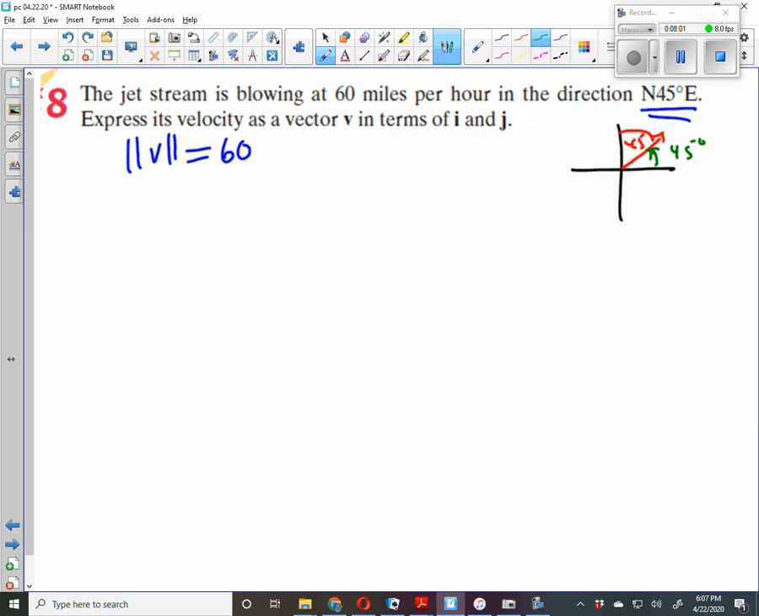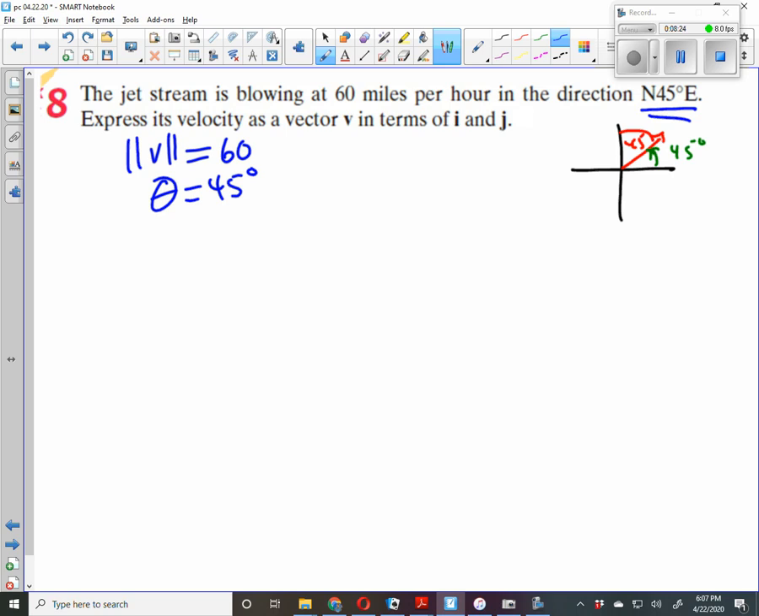Now, be careful. Turns out to be the same idea, same number, but a direction doesn't always necessarily mean the angle that we're having to work with. So theta is equal to 45 degrees here.